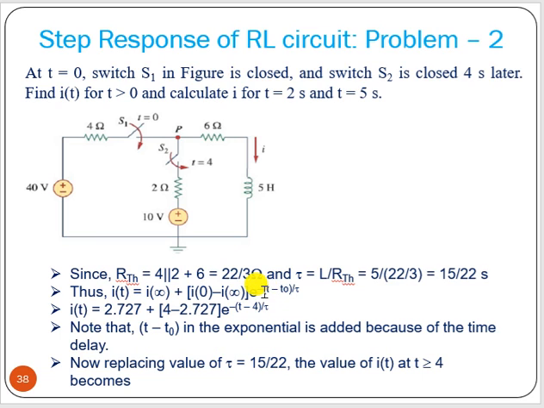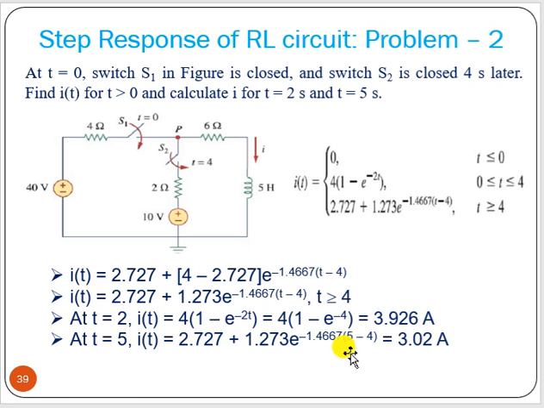Here what we are writing, e to the power minus (t minus t0) by tau, because here the t value is some different. This is not 0, this is at 4. So we have to write t minus 4 here. Okay, note that t minus t0 in the exponential is added because of the time delay, because here this is acting as t equal to 4 instead of t equal to 0. Okay, now we can replace this tau value here. Okay, so it will become this.